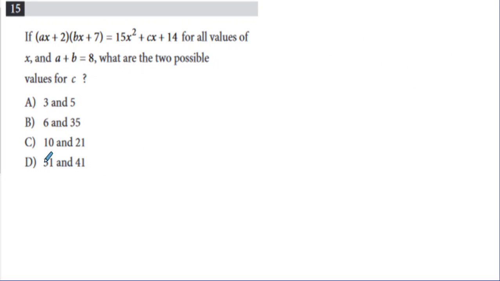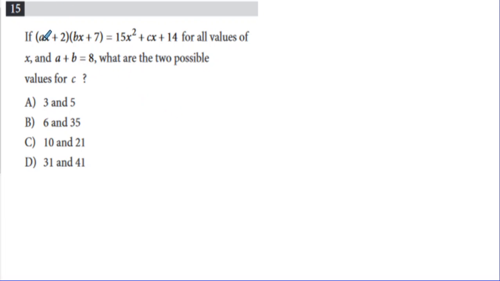All right, problem number 15. This is the last one in the multiple choice section. This one's a doozy, so strap in. They're saying ax plus 2 times bx plus 7 is equal to this thing where they have a c missing in the middle. And they're telling us that a plus b is equal to 8.